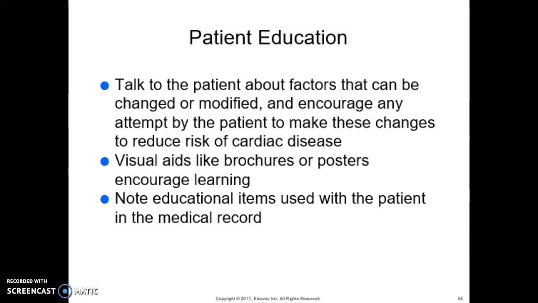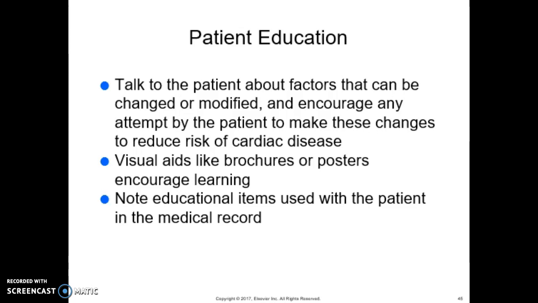So we always end talking about our patient education and our legal and ethical responsibilities. So patient education. It's important to talk to the patient about factors that can be changed or modified and encourage any attempt by the patient to make these changes to reduce risk of cardiac disease. Visual aids can be used like brochures or posters. Also, a lot of times, especially if you're in a cardiology department, you might have models of the heart and different models that show blockages and things like that that you can use as visual aids.